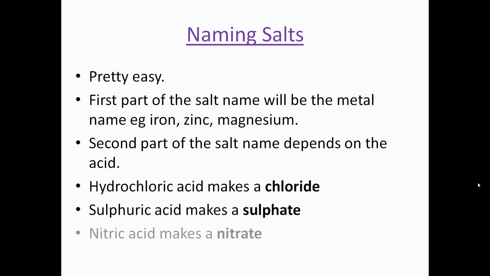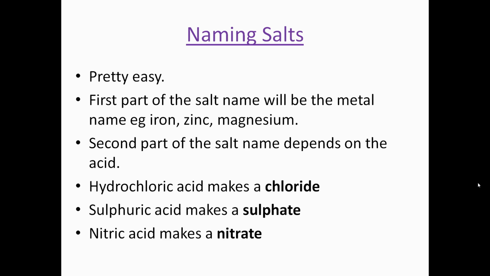And lastly, the other one that you need to know for GCSE is nitric acid is going to make a nitrate. You will notice that sulfate and nitrate are very similar. They both end with ATE, and this is because there is oxygen present in sulfuric acid and nitric acid. There isn't in hydrochloric acid, so that's why we don't see ATE on the end.